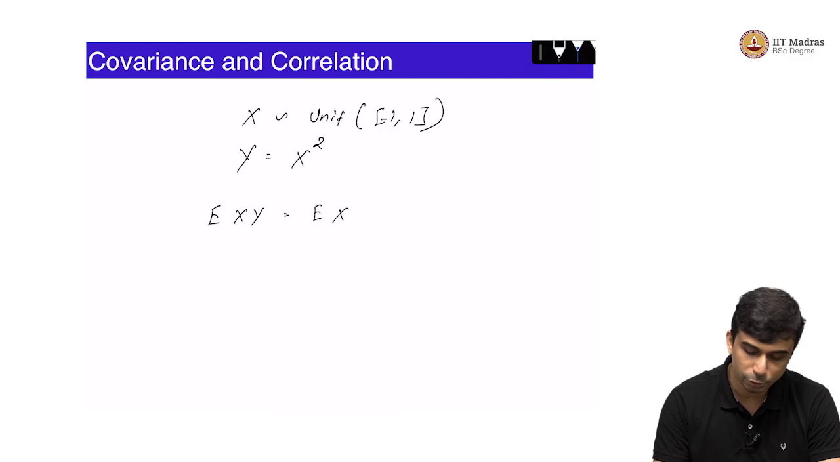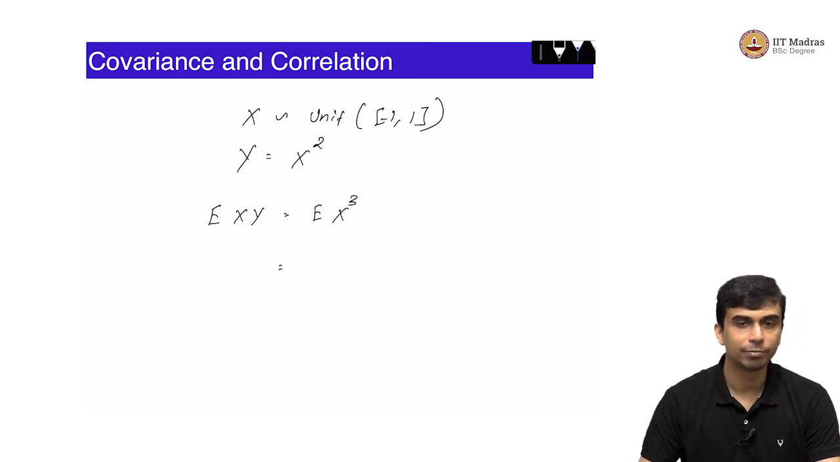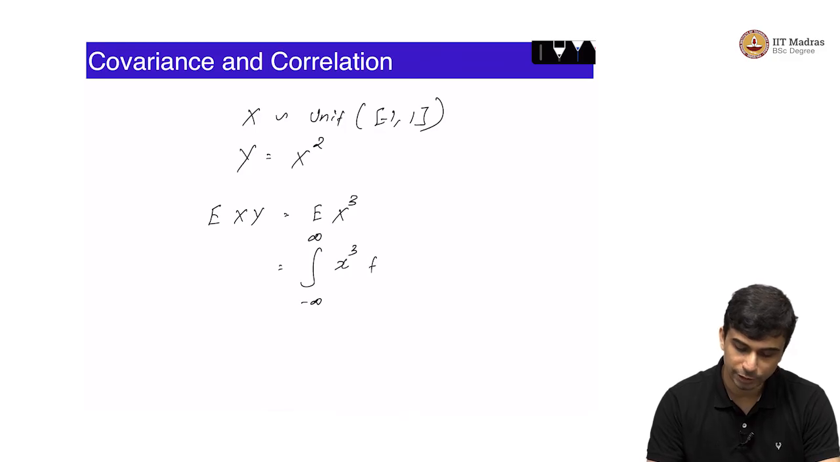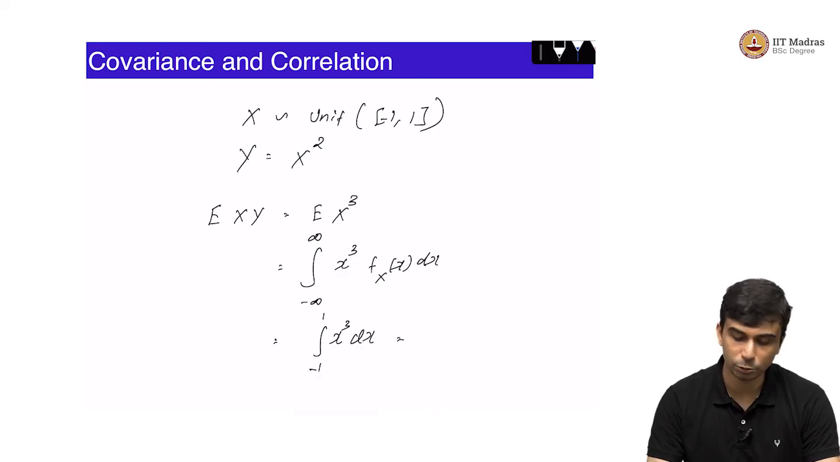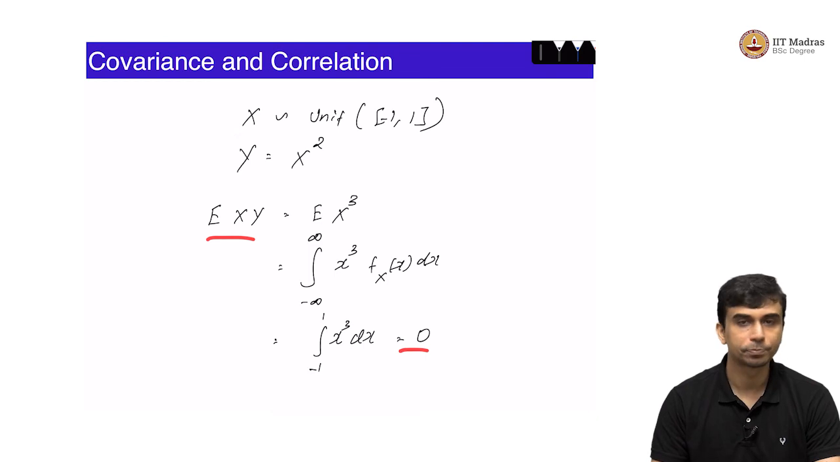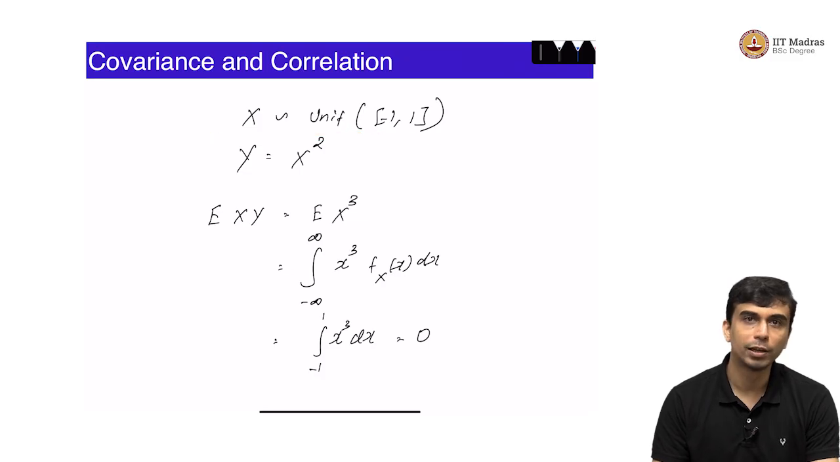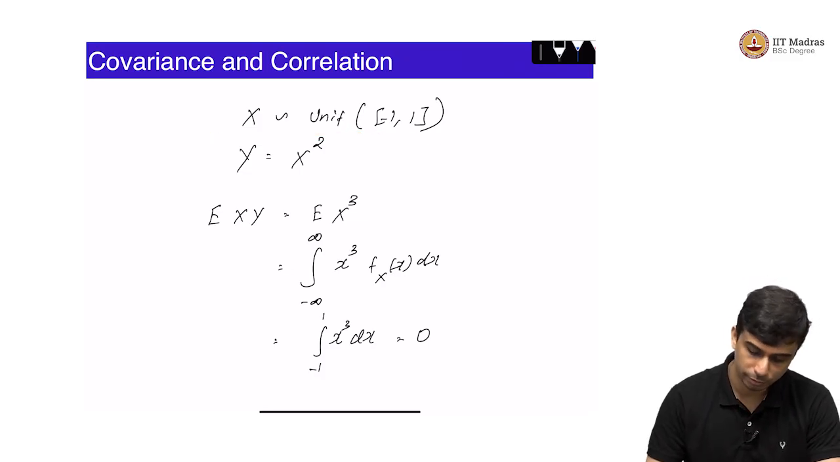Exy is exactly equal to ex cubed, and ex cubed you can write as the integration over -infinity to infinity of x cubed into fx of x dx, which is equal to the integral from -1 to 1 of x cubed dx, and because x cubed is an odd function, this is equal to 0. So, we have exy equal to 0 and ex is also equal to 0. Why is that? X is uniform on -1 to 1. So, we have that exy is equal to ex into ey, which is equal to 0.